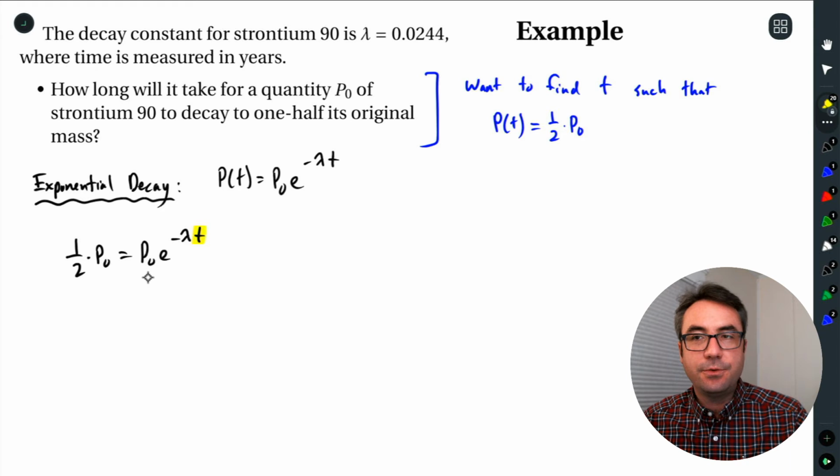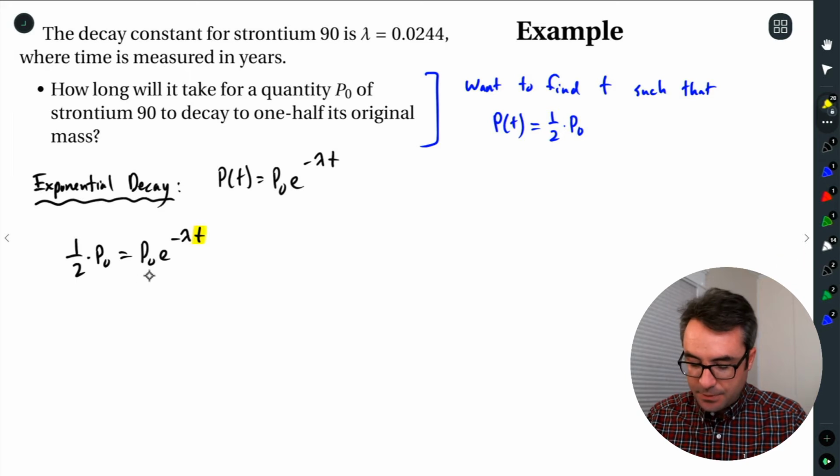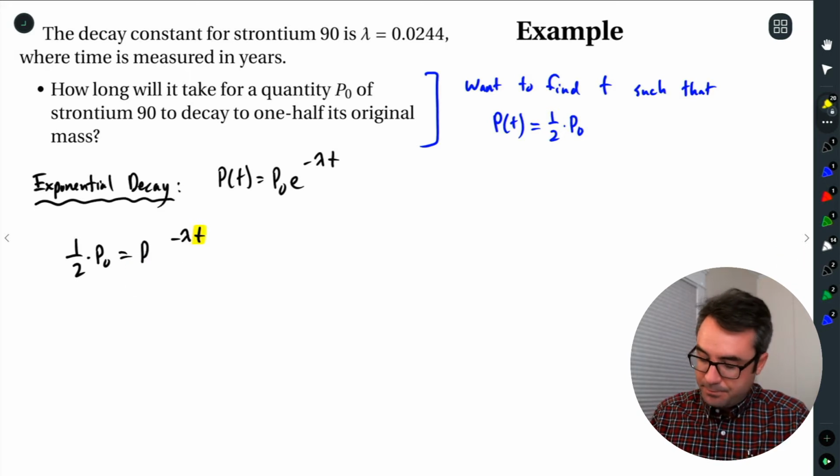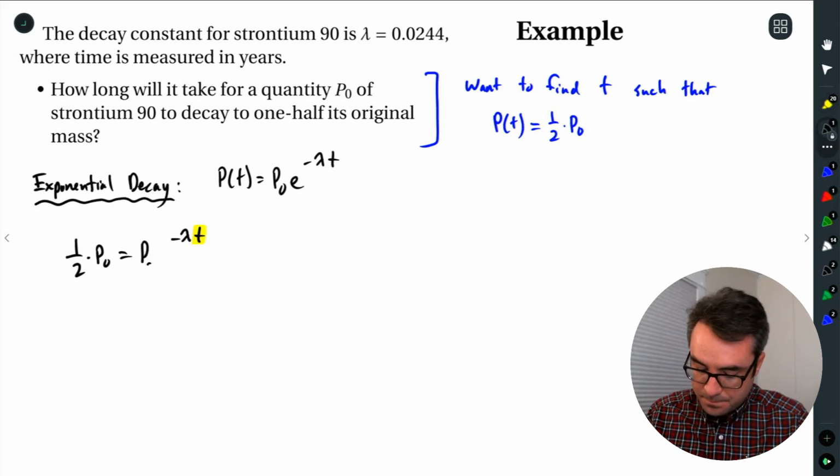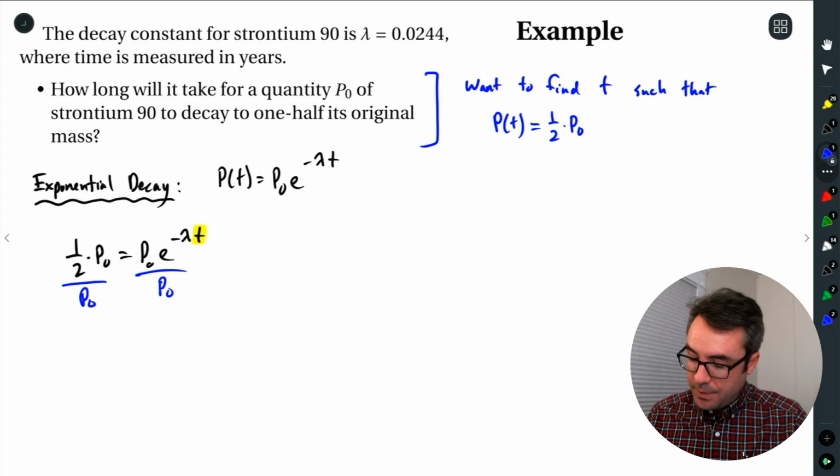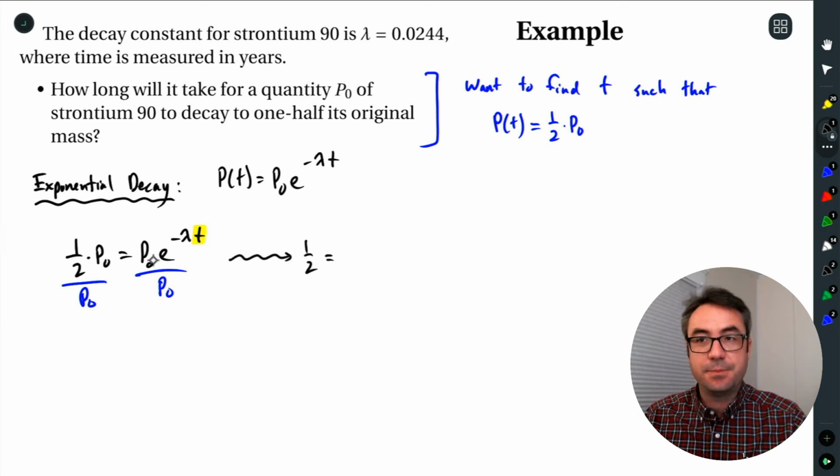The way we can do that is, first, start with this P0 that's in front. We want to get rid of it. So divide both sides of this equation by our P0. When we do that, what do we get? We're going to get 1/2 on the left, and the P0s over here are just going to cancel.